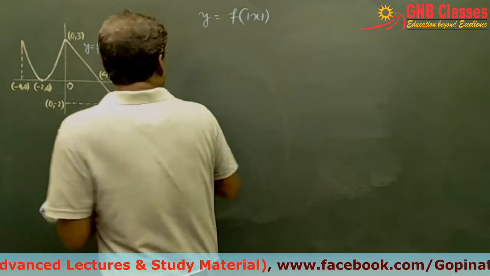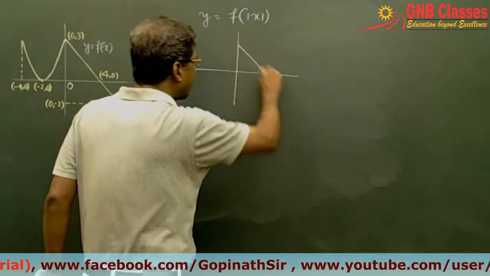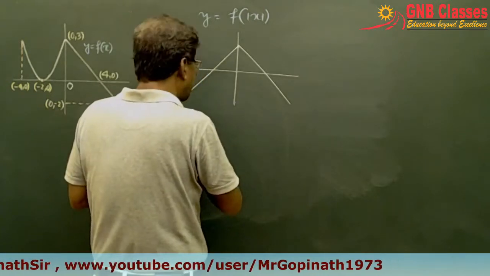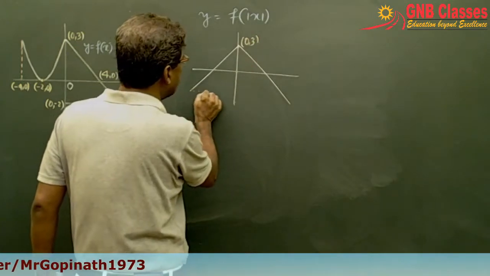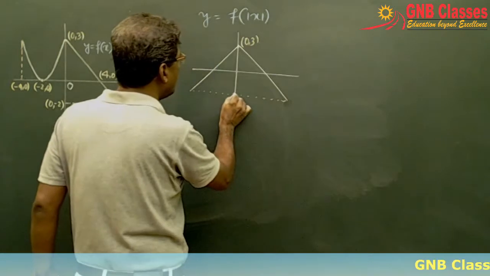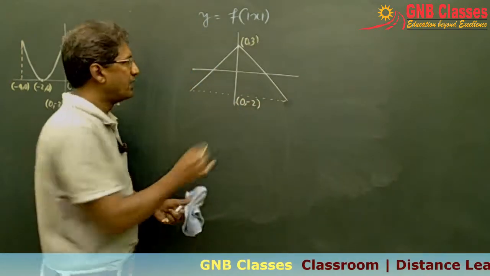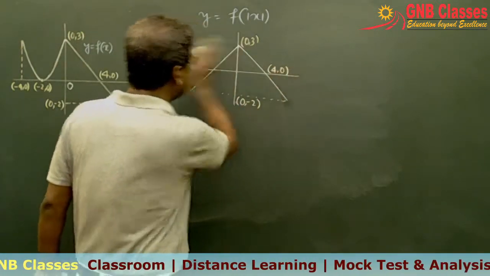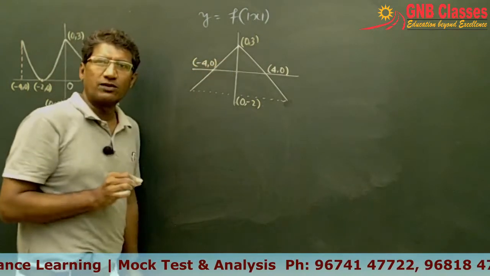So the final transformed graph will look something like this. After putting the mirror on the y-axis, this point is (0, 3) and the ordinate of these two edges will be (0, -2). Is it clear? This point is how much? It's (4, 0). So you have taken the reflection, so the coordinate of this point will be (-4, 0). Is it clear to all of you?